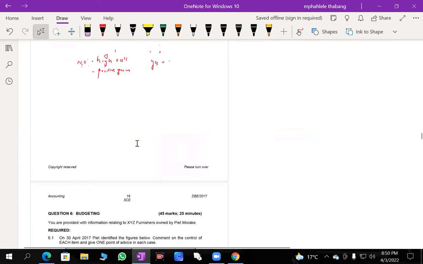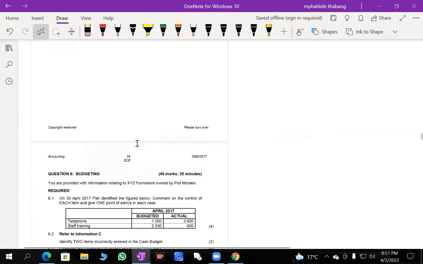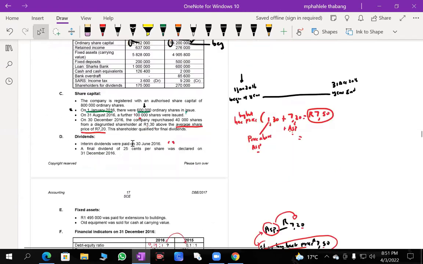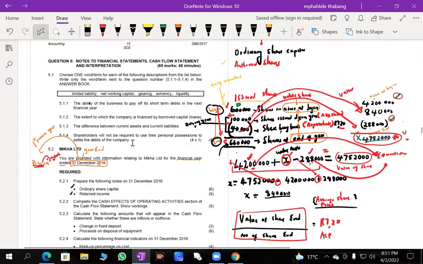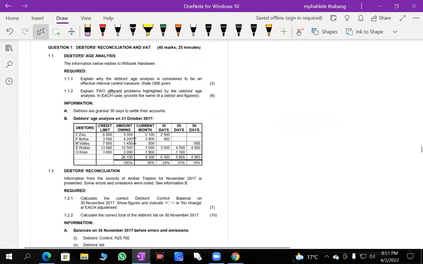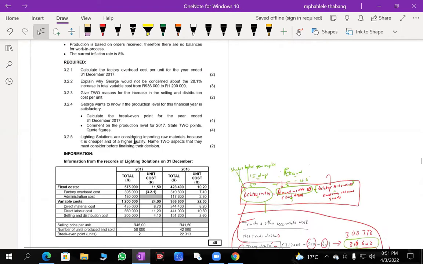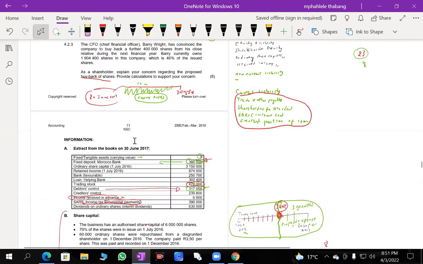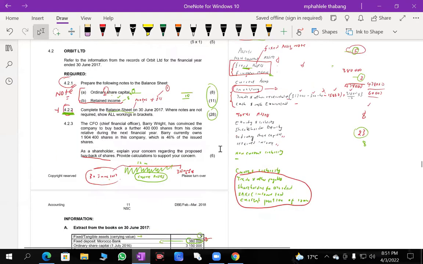This was the question paper of 2017, where we were looking at the ordinary share capital note. So can I test your understanding? Let me look for another question paper where there is a question on the ordinary share capital note, so that you can prepare it for me. Ordinary share capital note, 8 marks.